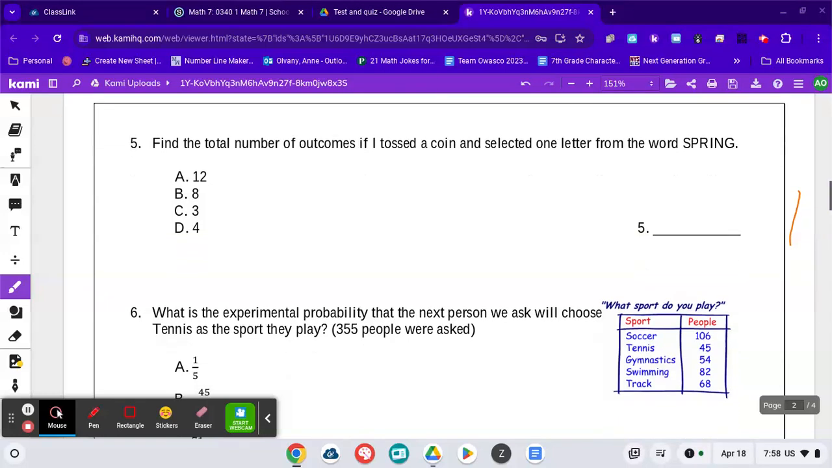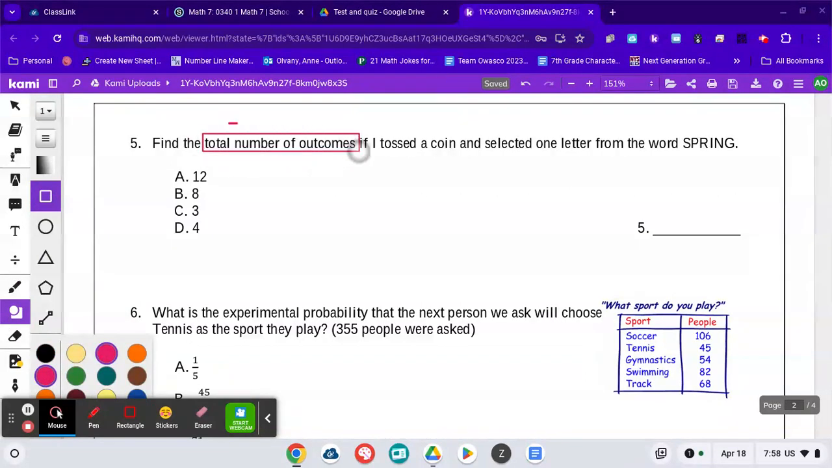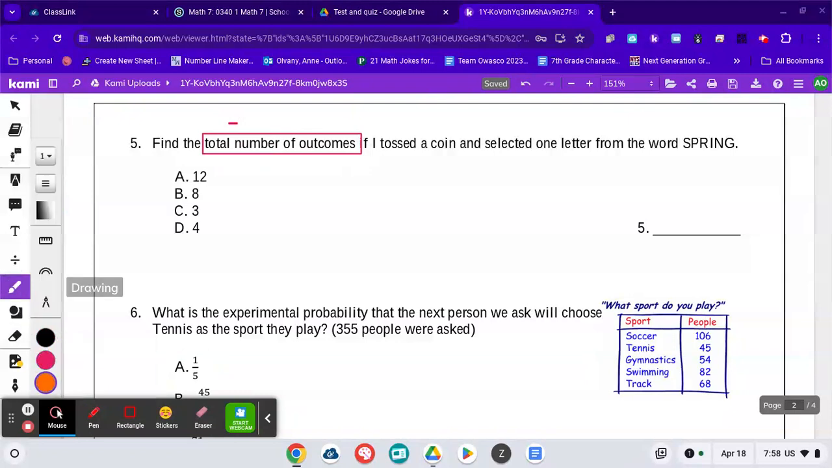This is chapter 7. We're going to do page 2 of the review. Find the total number of outcomes. So when we're talking about total number, we're talking about that counting principle where we're going to multiply our choices.